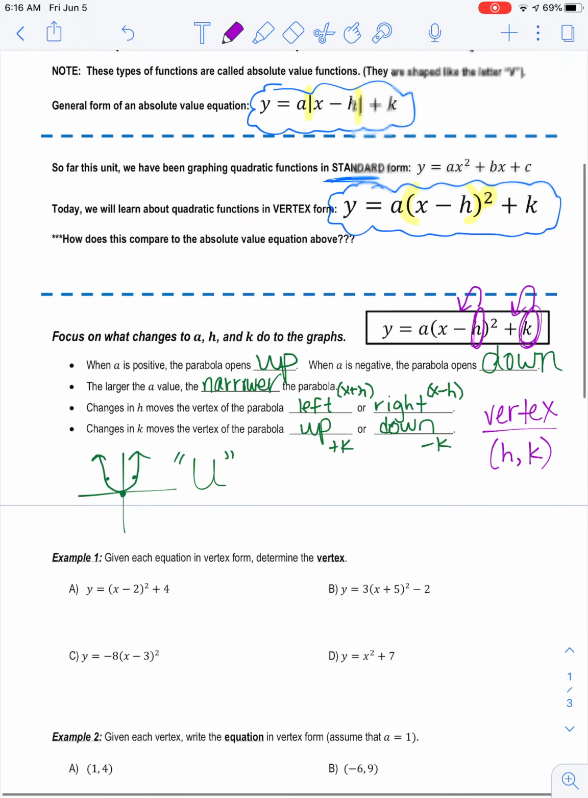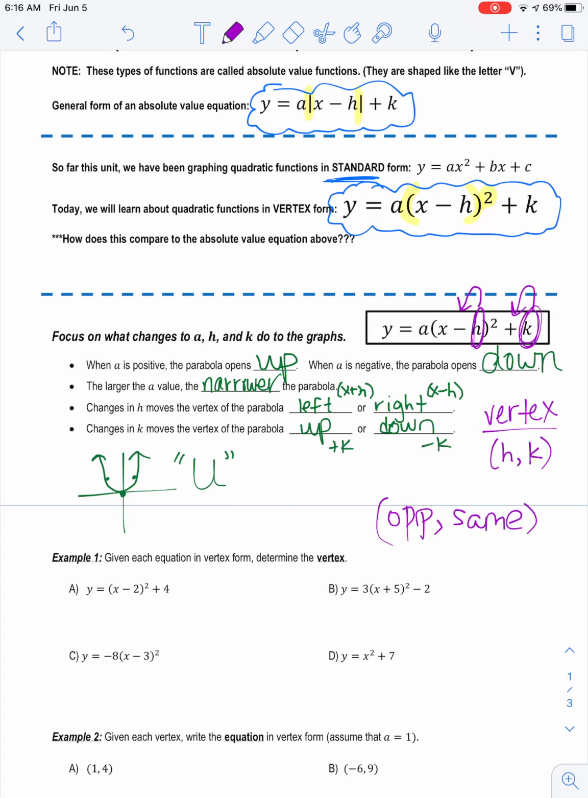So when I'm finding the vertex, I like to just think opposite, same. But you have to make sure you're looking at the right two numbers. You're not looking at the a, you're looking at the h and then the k, so the part inside the parenthesis and then the part after it. And if one of those is missing, then you have a 0 in that spot.